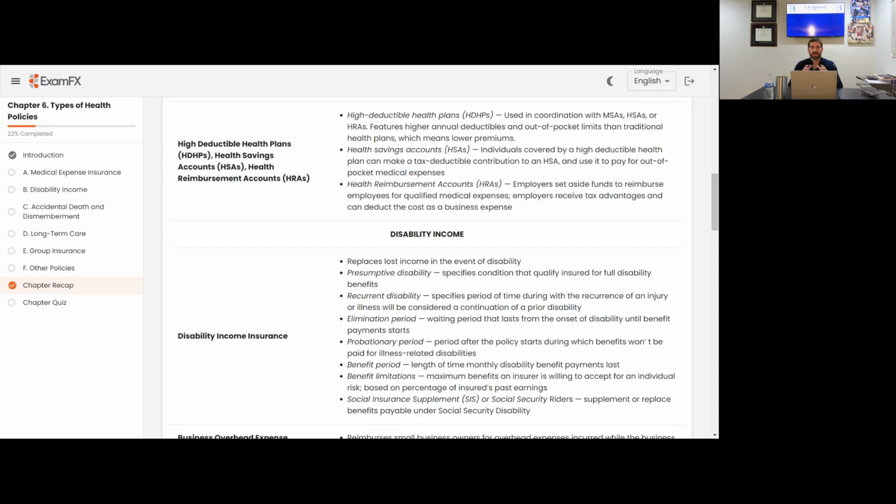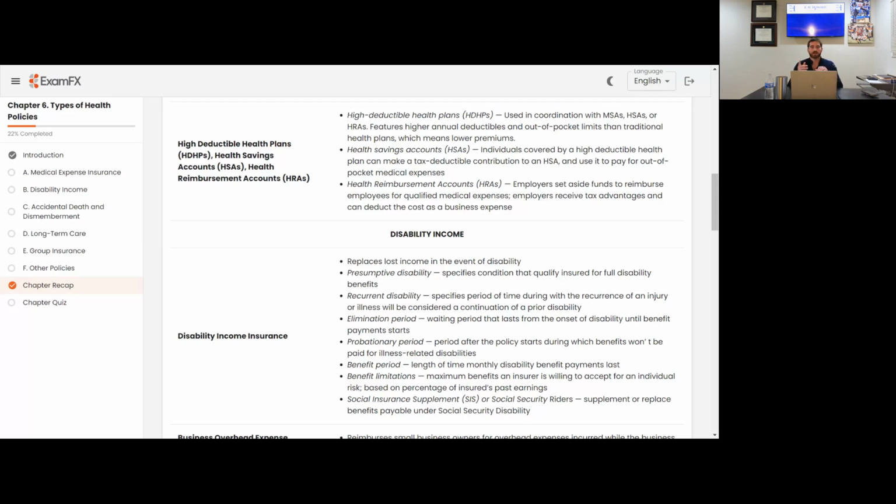Health reimbursement account, HRAs. Employers set aside funds to reimburse employees for qualified medical expenses. Employers receive tax advantages and can deduct this cost as a business expense. So employers are going to set aside funds to reimburse their employees for any kind of qualified medical expenses, and the employers are going to receive the tax benefits and the tax advantages, and they can deduct this as a business expense. Again, guys, that's why a lot of employers do benefits, whether it's retirement plans, group life, or group health. They want the tax deductions, they want the tax benefits, and pass that down to the employees.